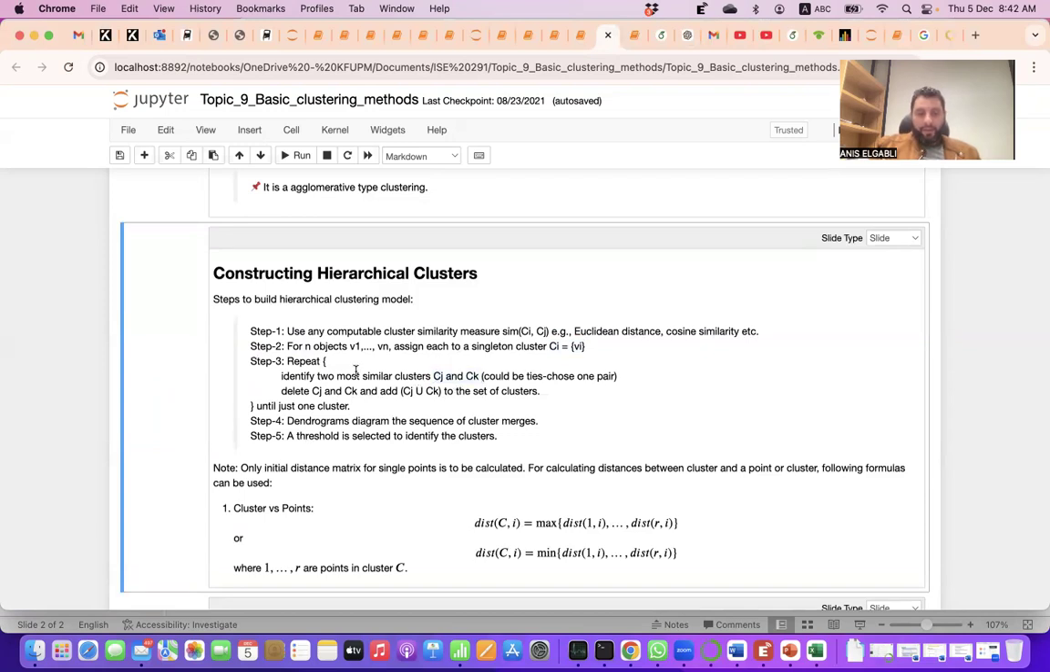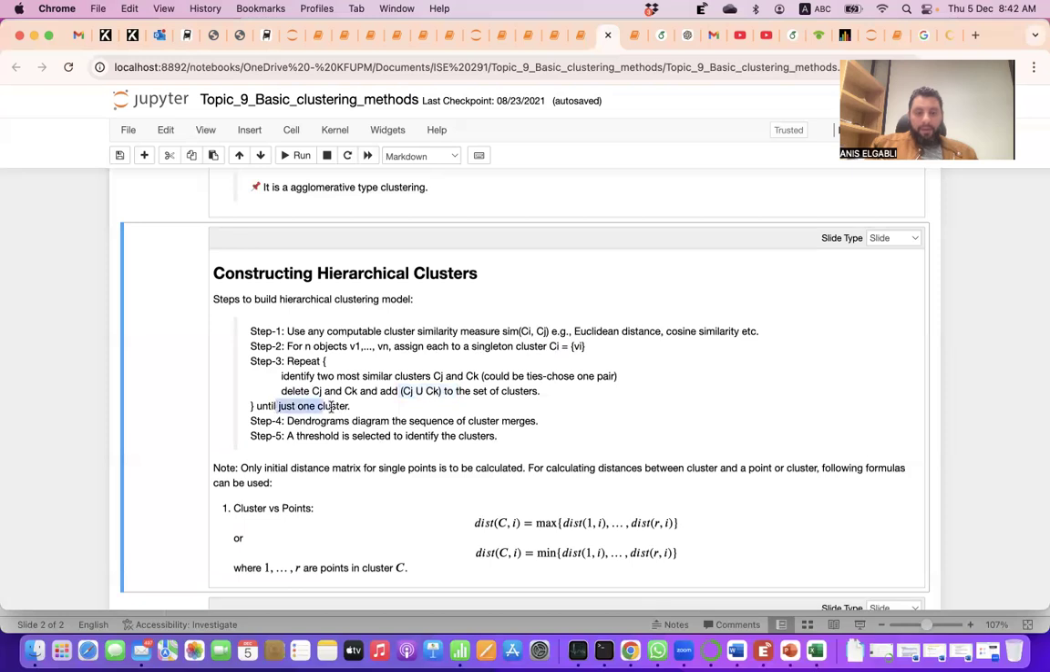So you define the most similar clusters, and then you unite them into one cluster and remove these clusters. If, for example, Cj and Ck are the most similar ones, you delete them. You just create a new cluster that is the union of these two clusters, which replaces them. So these two clusters become one cluster. And you keep repeating that.